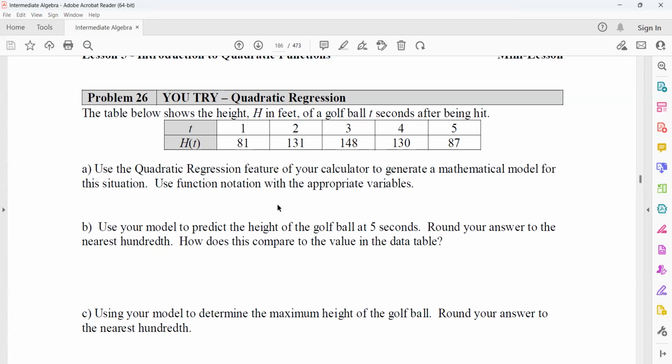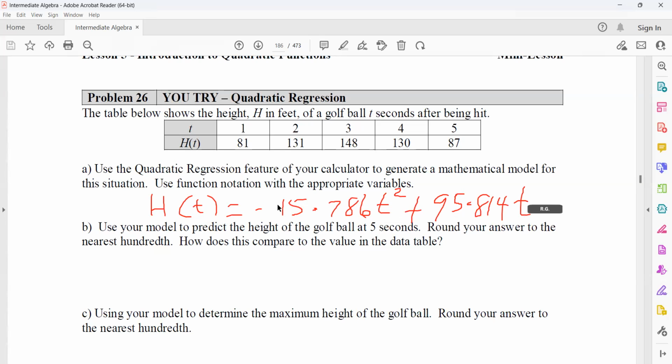Now I'm going to have h of t equals, so 3 decimal places is fine, negative 15.786 t squared plus b is 95.814 t plus c is 1.6, and then I have that.